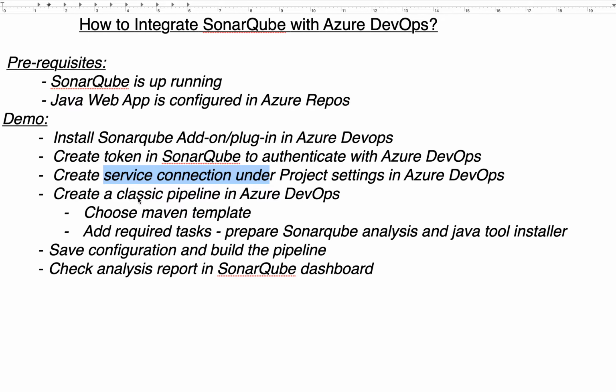SonarQube. And then we will create a pipeline, and then we will choose the Maven template, and then we will add a task in order to do the build, in order to do the code analysis. So we have to add these two tasks. This task is important, like the Java tool installer, because the SonarQube latest version does not support Java 8. So we need to have Java 11 installed as part of our pipeline. So we will also take care of that. And then we will save the configuration, and then we will run the build, and then we will check the analysis report in SonarQube. Okay, so that's all we are going to do.